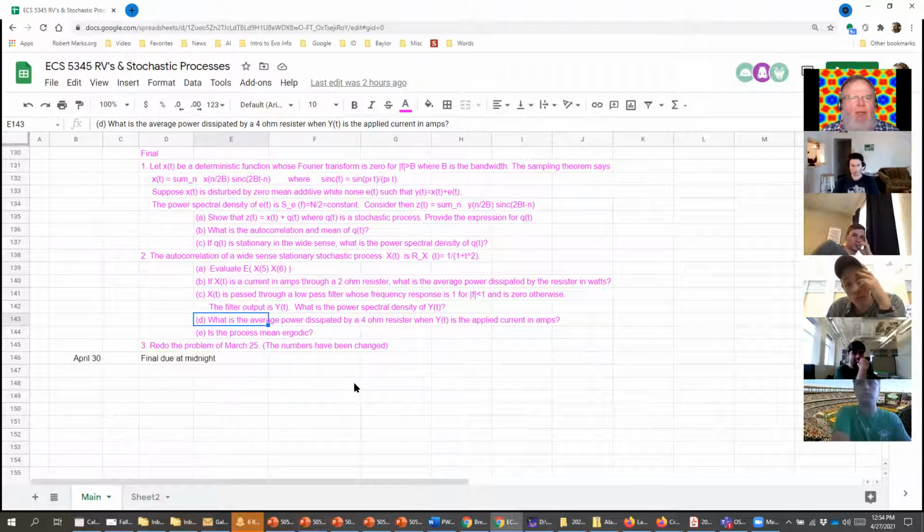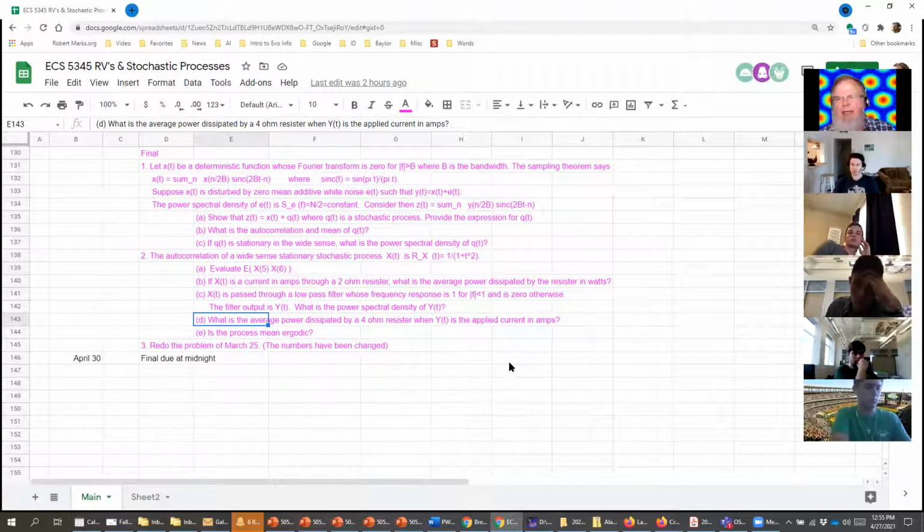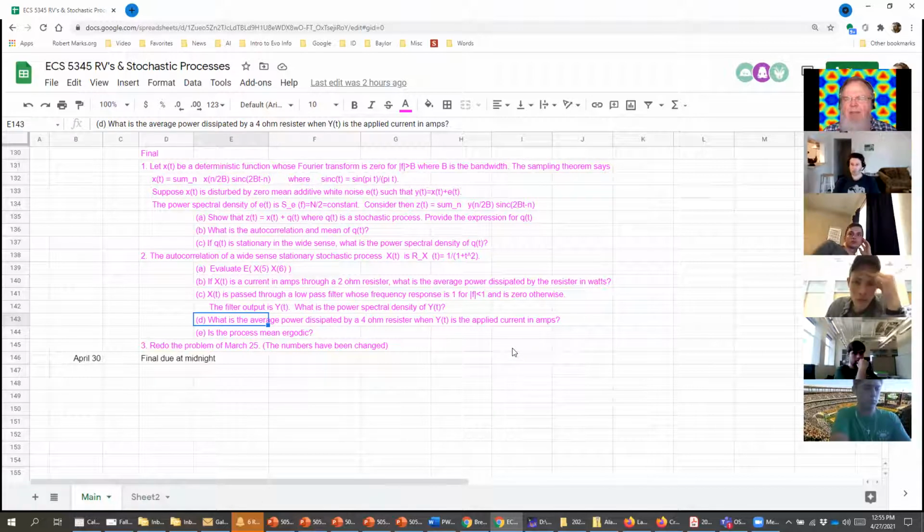I'm sorry, we have x of t as amps going through a 2 ohm resistor. We pass it through a low pass filter and take the output of the low pass filter. We apply that same amperage to a 4 ohm resistor and ask what is the average power dissipated in that 4 ohm resistor. And my comment was, if it's a resistor, it'll tell you how much the resistor is going to heat up. If it's a light bulb with a filament, it's going to tell you how bright the filament gets, because the more current you put through a filament, the brighter it's going to light up.